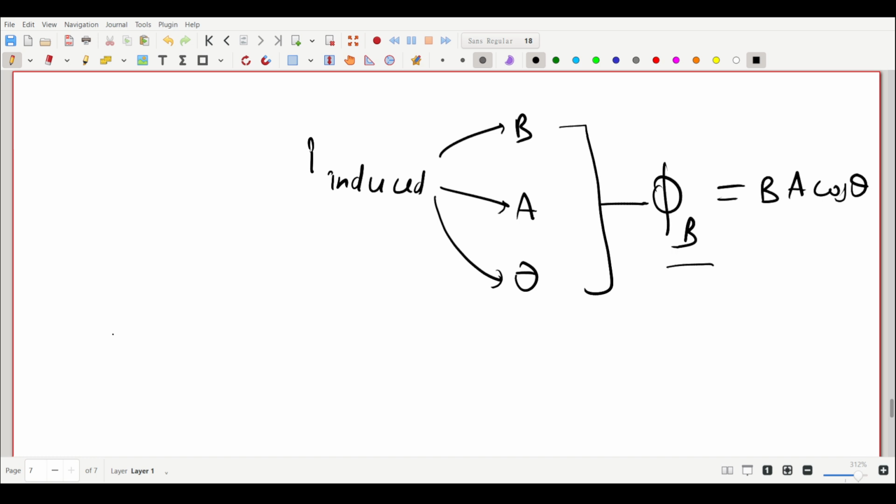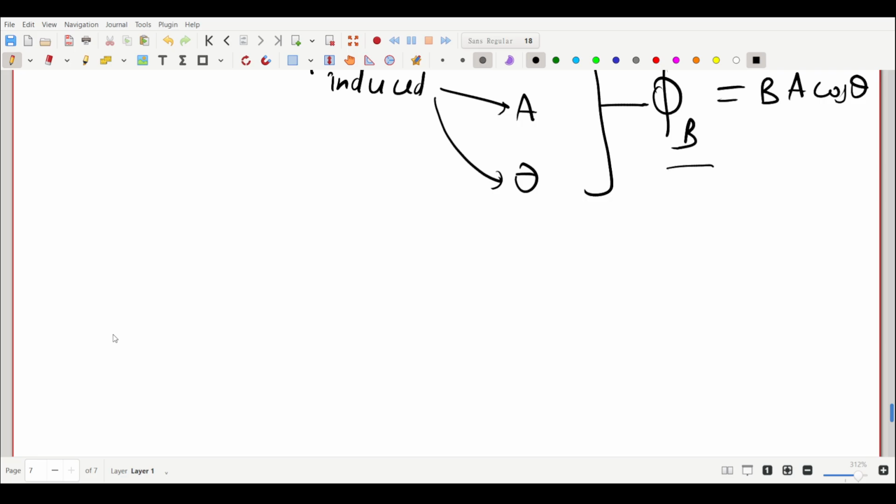So why do I say B or A or theta separately? Let's say if flux changes, current is induced. That is the condition of Faraday. So it was an experimental observation of Faraday. Now comes Faraday's law. New heading. He did the experiment, he observed something. Now we'll see his law.